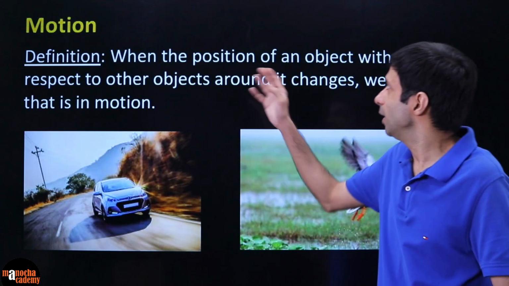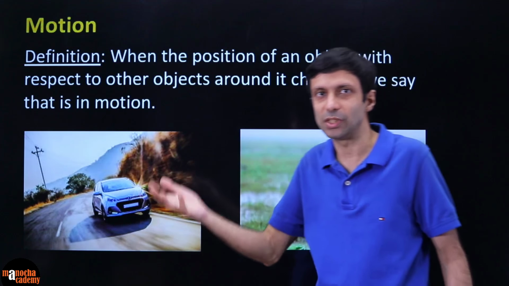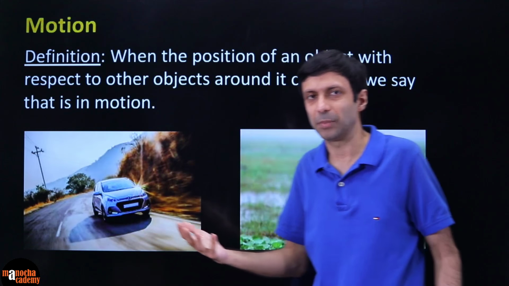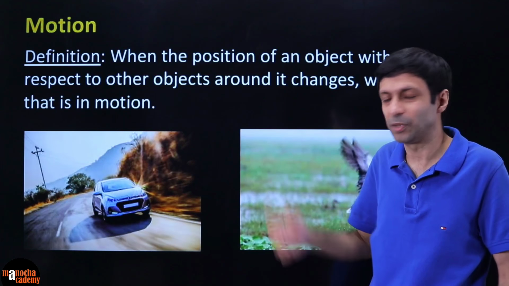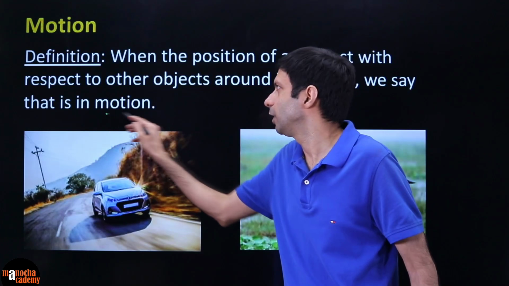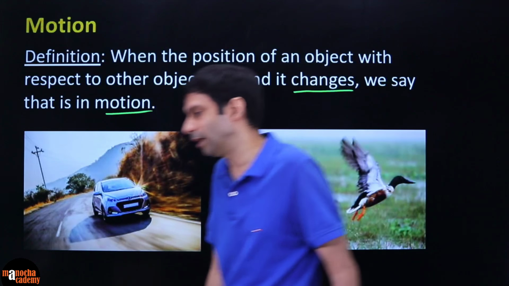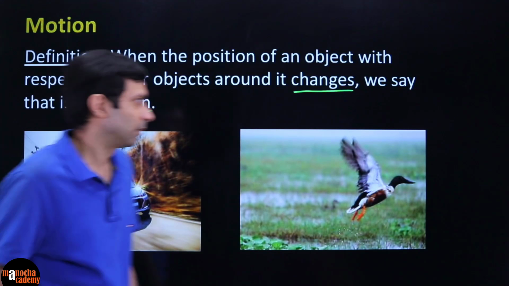Similarly, motion is when the position of an object with respect to other objects around it changes. So always you have to compare it with something, right? To see if it's at rest or in motion. So we compare it with other objects. So when the position changes, we say definitely the object is in motion. You can clearly see from this pole, the car is moving away.